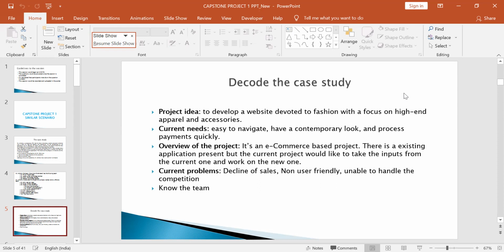Okay, next, current problems. What are the current problems? It is a declining of the sales. As we all know, it's a sales decline. It's not user friendly, and it is unable to handle the competition. You have to know the team members, who is working in the project. Like, we have resources, right? You have to know those resource team members. Okay, so you have to decode the case study like this.